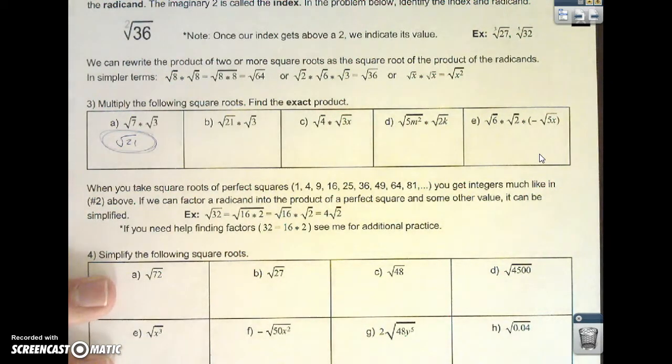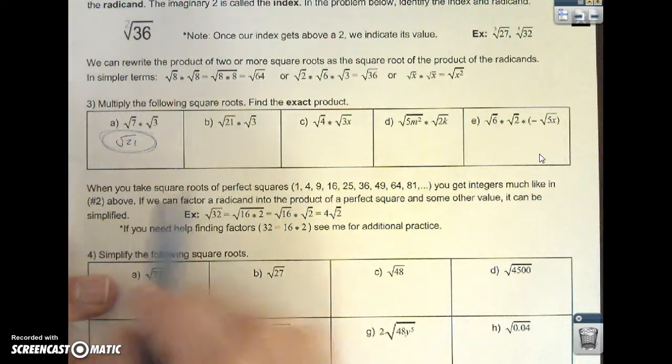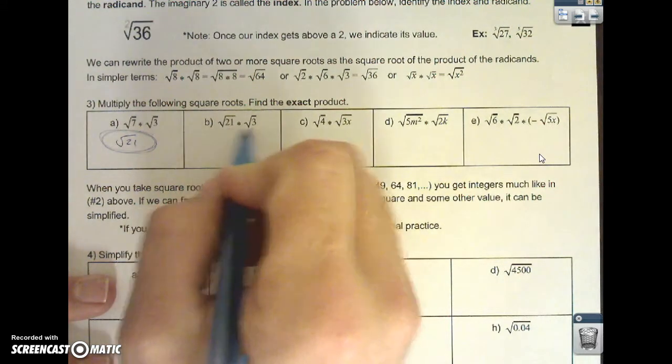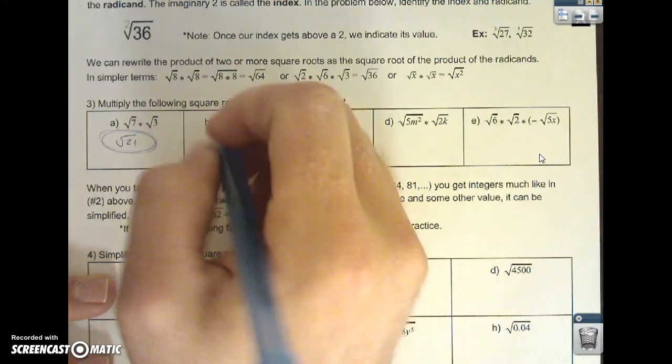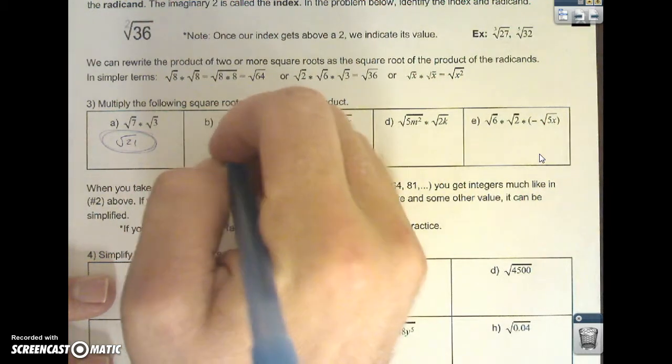Take a look at your second one. Right? Root 21 times root 3. So again, I can multiply these two things because they're both under the radical. We get root 63.